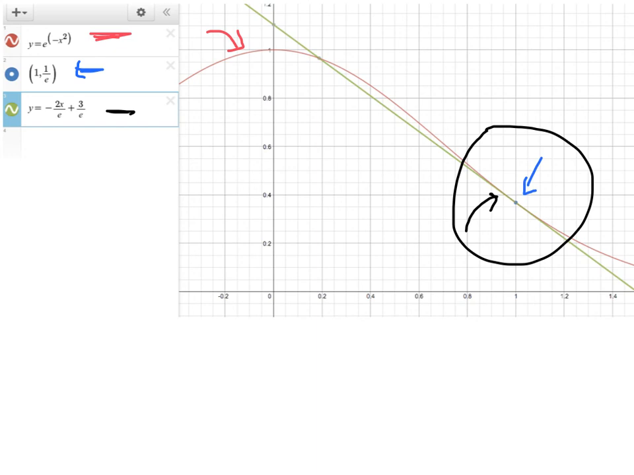Please use this technique if you need to find the equation of a tangent line to a curve at a point. Good luck.